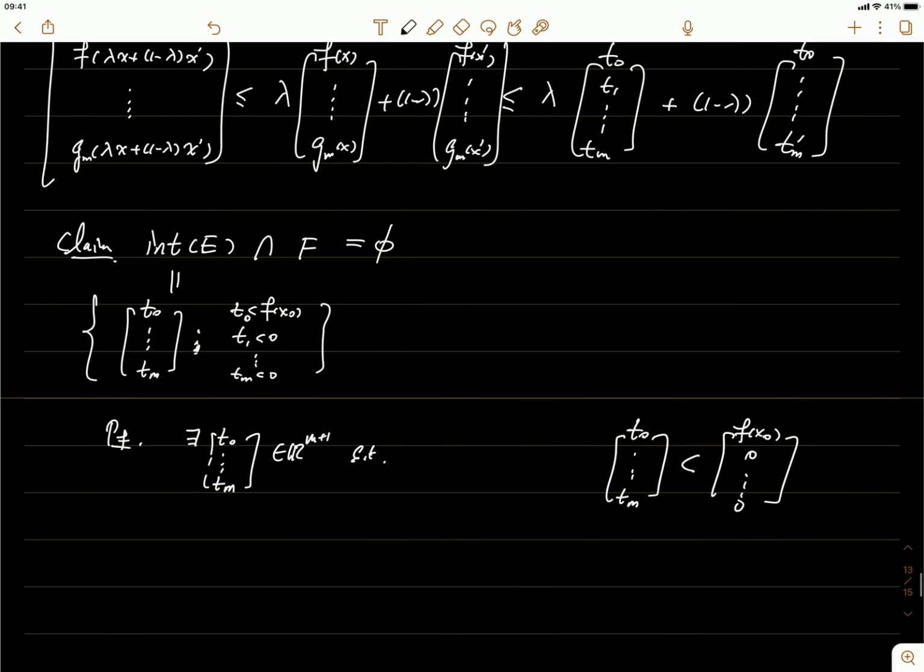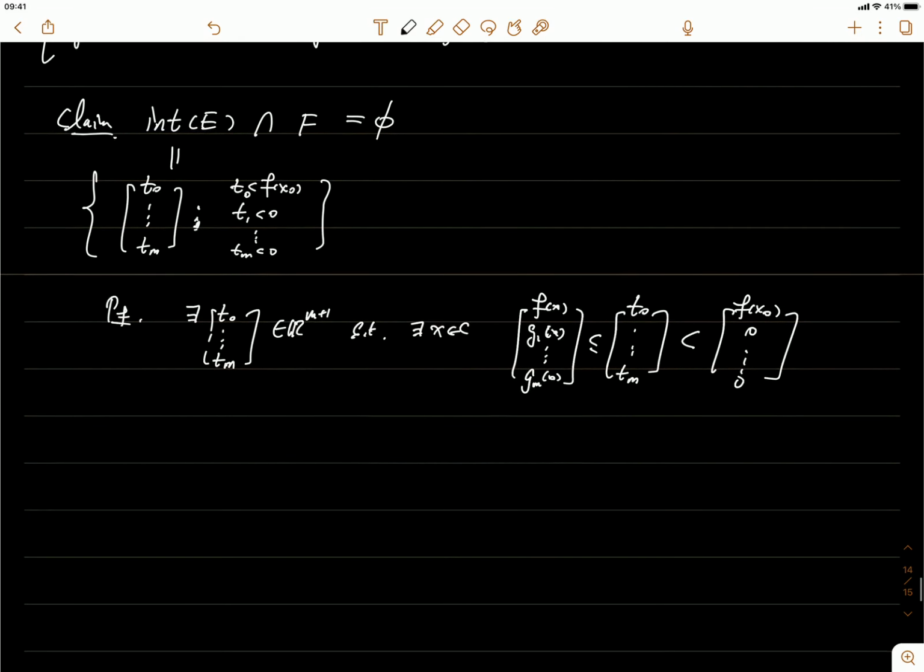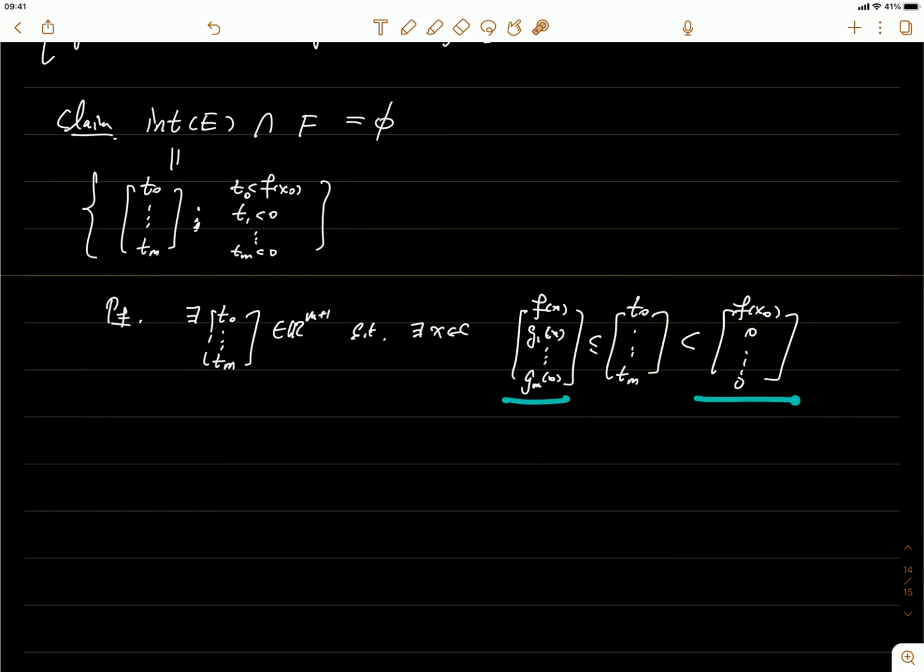So there exists some x, and this factor is bigger than g1 of x through gm of x. Okay, so from here, what we see is this is strictly less than this. So that means there exists some x such that g1 of x is less than 0, g2 of x is less than 0, and all of them are less than 0 for all the i's. At the same time, f of x is less than f of x naught.